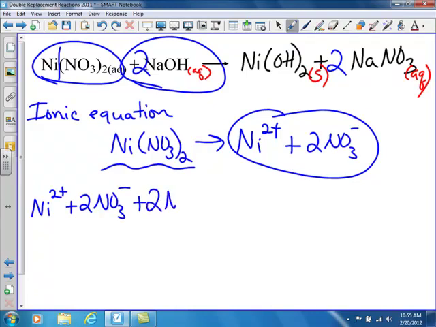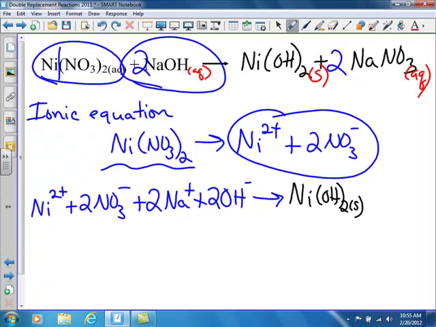So 2Na plus, 2OH minus. That's going to yield NiOH2, which is a solid, plus 2Na plus, 2NO3 minus. So that's my ionic equation. Now let's write the net ionic.